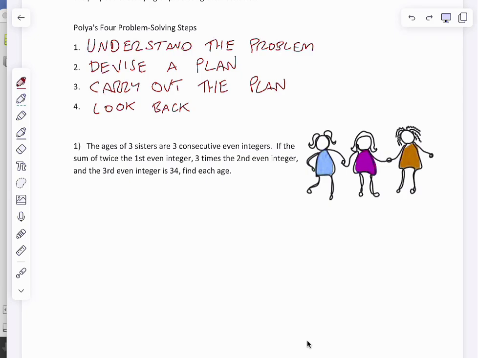So I'm not going to give you the answer, but I saw a lot of this where people were saying 2 times the first integer, 3 times the second integer, and the third integer is 34. But this doesn't really get you very far, does it? Because you got 3 variables and you got no other information here. So you can't solve this.